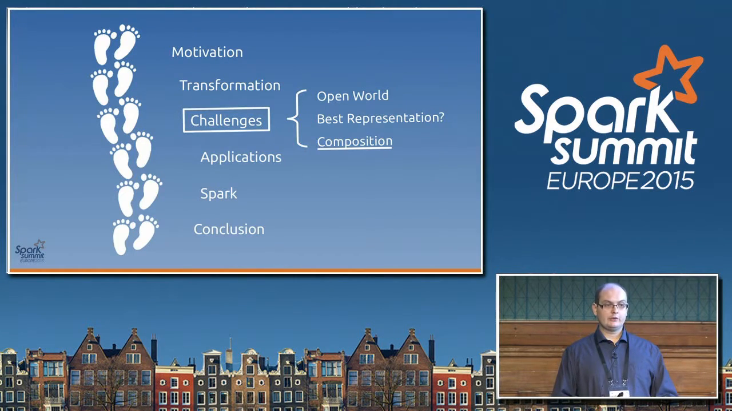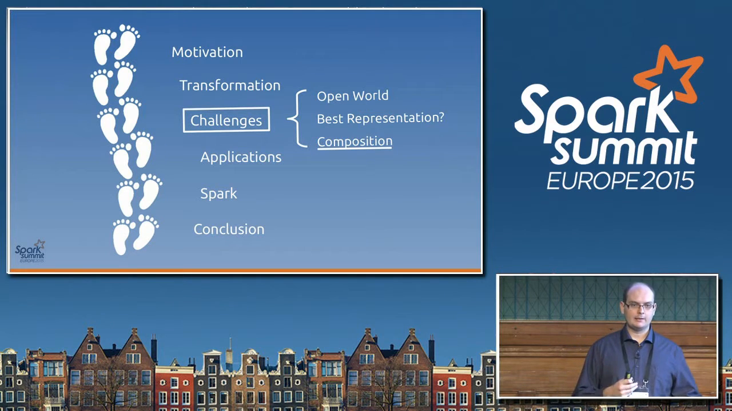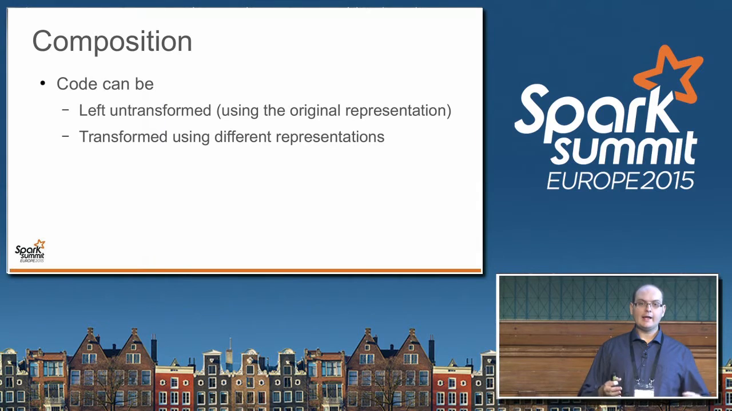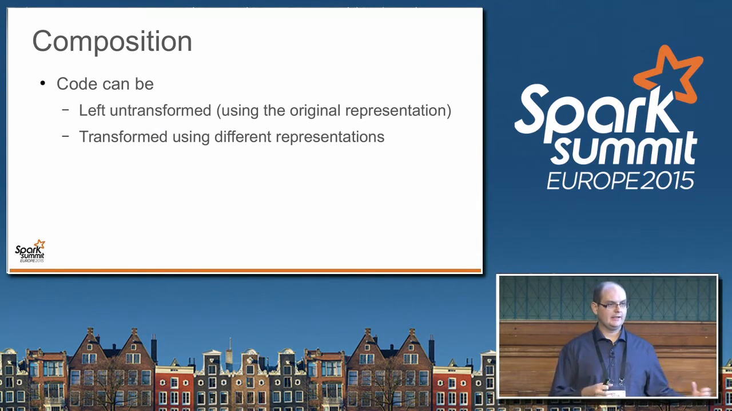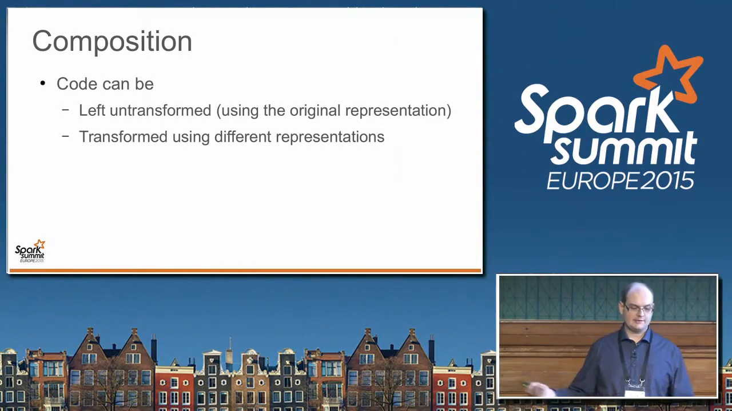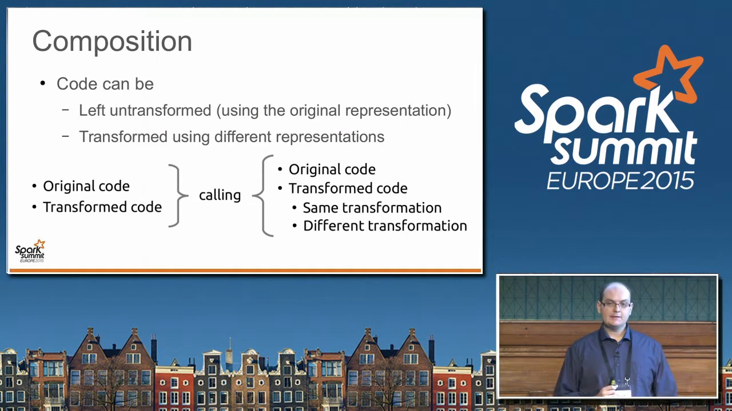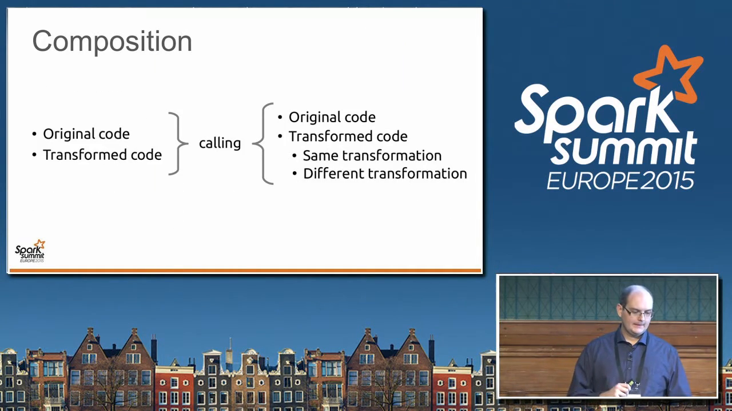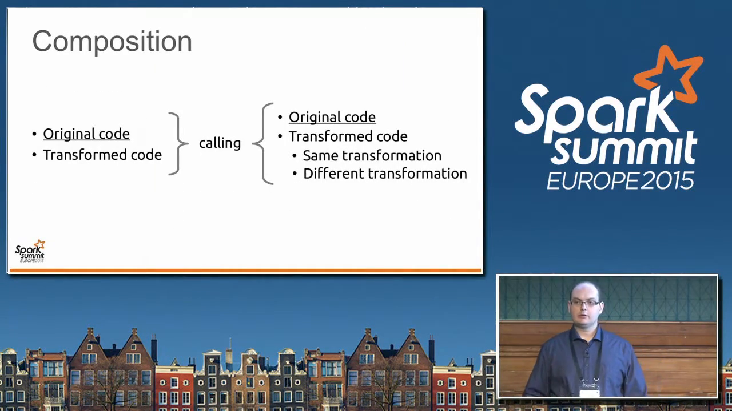So great, so far so good, but this opens up a new problem, the problem of composition. So we can have code that is left untransformed, like the original index salary method, or we can have it transformed with a certain new representation. This gives us a Cartesian product. What if original code calls transformed code and so on? So if we have original code calling original code, that's very easy, right?